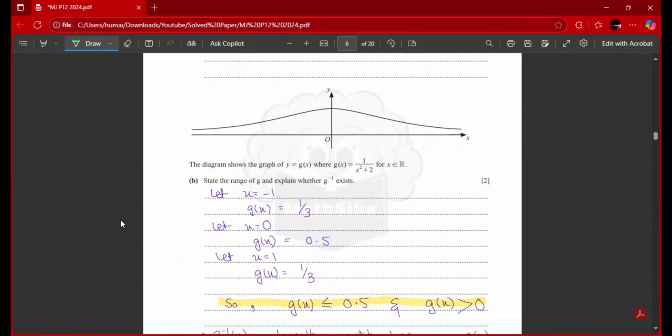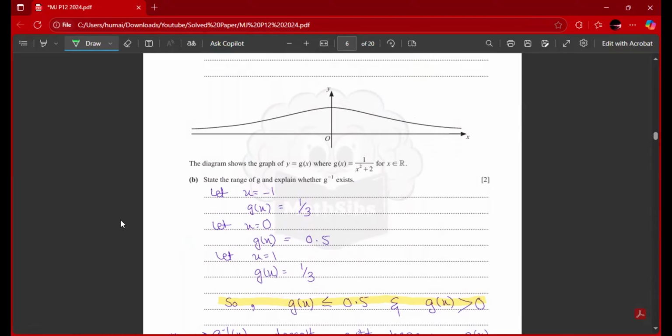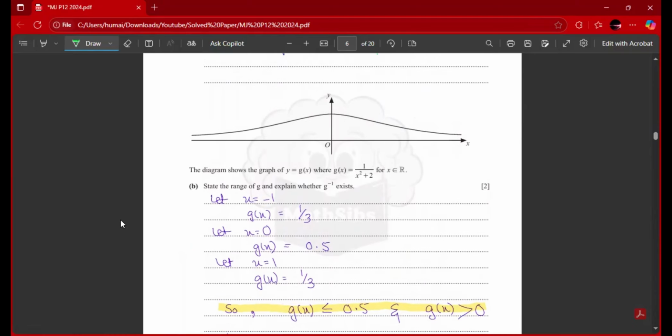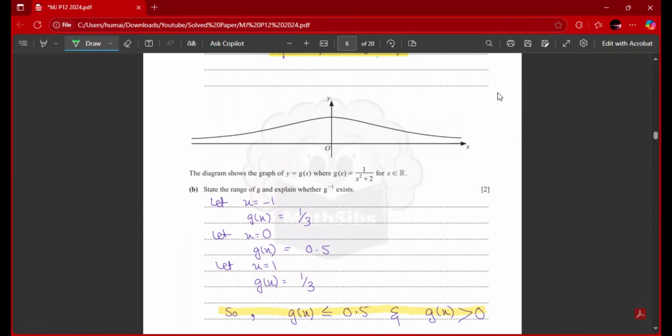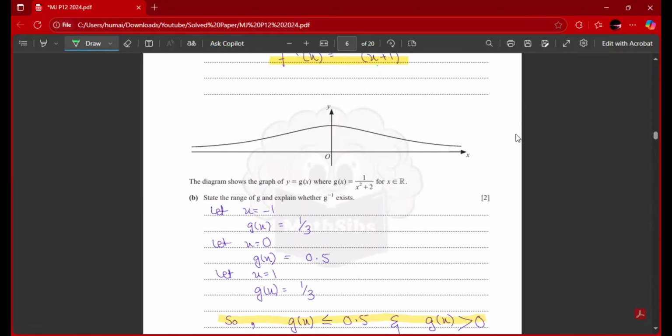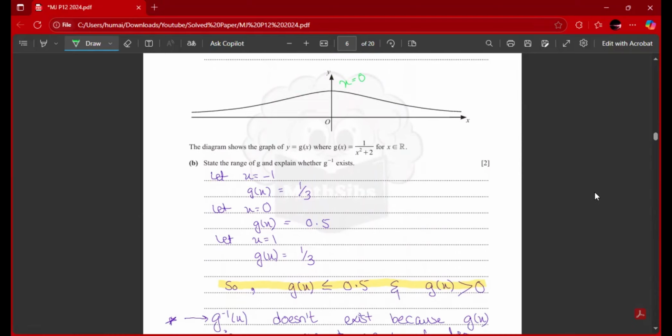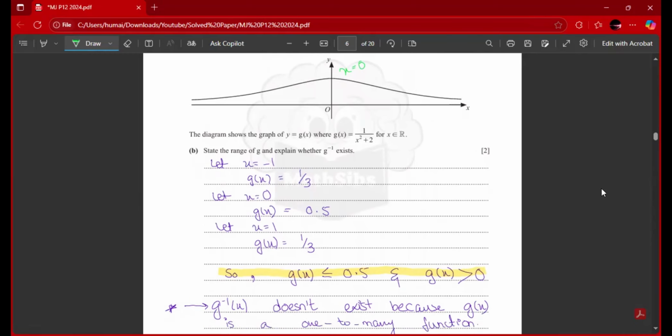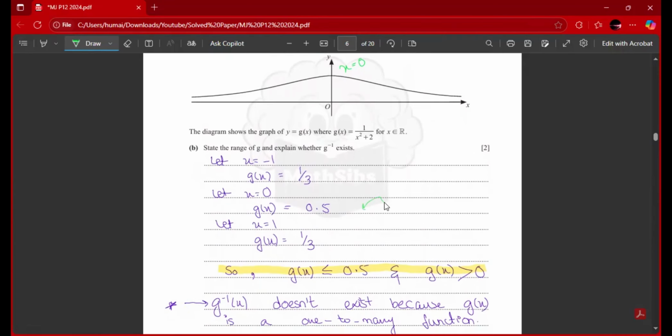Okay, what are we supposed to do? We have to find the range and the value of g inverse. So the range is the highest value that our y-axis can take for a given graph. So if I see this graph, this point is my highest value because after this, the graph is moving downwards and the graph is moving downwards here. And at this point, my value of x is 0. But just for making sure, I have taken x is 1, minus 1 and x is 1 too, just to make sure. So that means my value for y is 0.5 when x is 0.